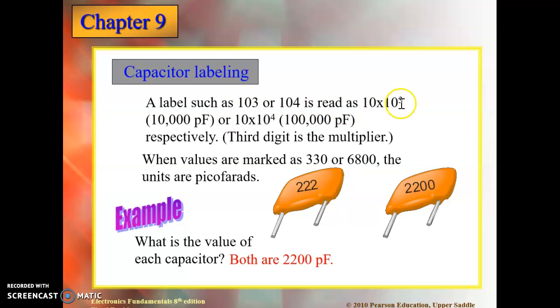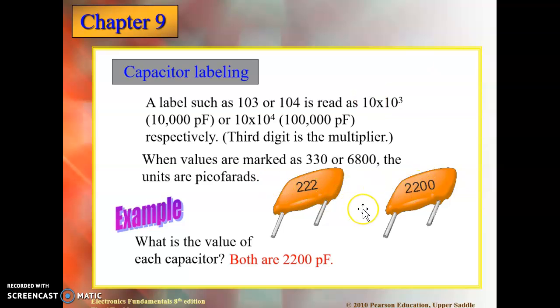So it will mean the value, but the unit will be picofarads. Like 104 will be 10 to the 4, so it will be 100,000 picofarads. So it will be the multiplier, and the unit will be picofarads. Where the values are marked as 330 or 680, the units are picofarads as well. That is not a standard way that I can show you, or there is a table.